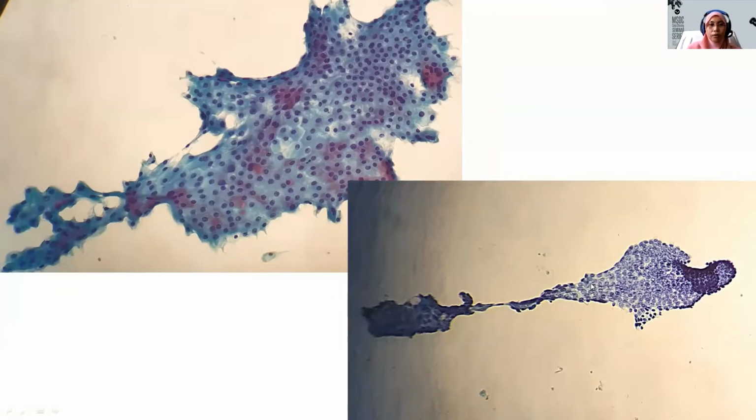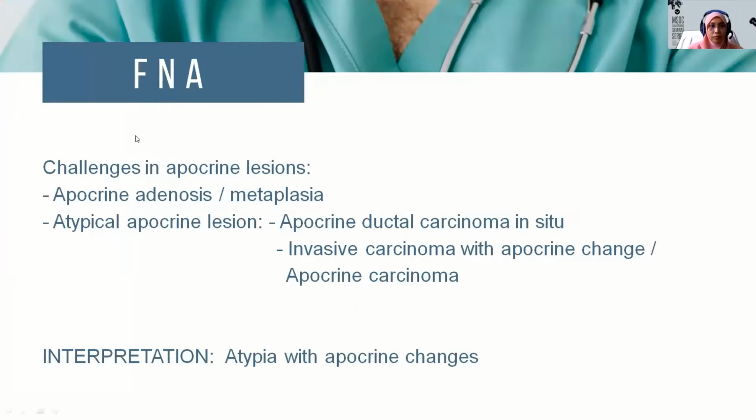So there are 2 populations of cells here. One is normal benign ductal cells, looks like a fibroadenoma. But the other one, which is more prominent in the smears, is that the majority of the cells are apocrine cells. Because of that, the reporting pathologist decided to report it as atypical because the smear is cellular, number one. The majority are apocrine cells, as well as some nuclear atypia.